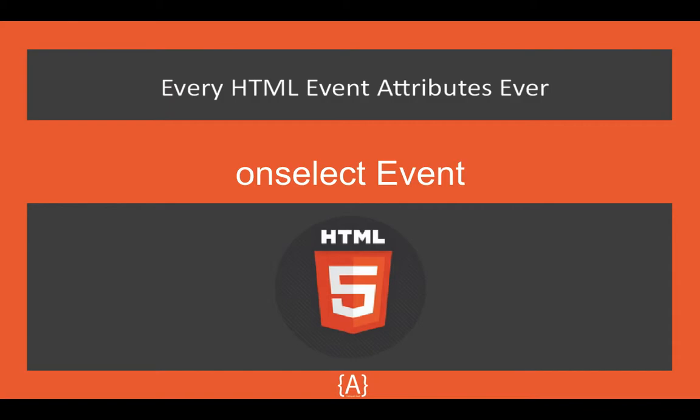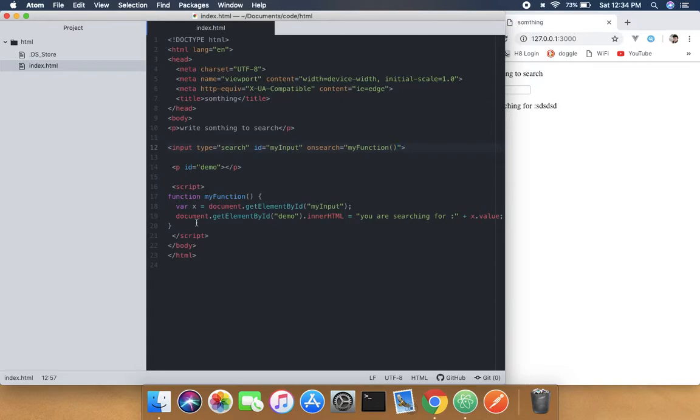In this tutorial I'm going to talk about the onselect method, or you can say event, which is an attribute. Whenever you select text from the input, it triggers that event, and from that you can call a function. For that, I'll give you an example.